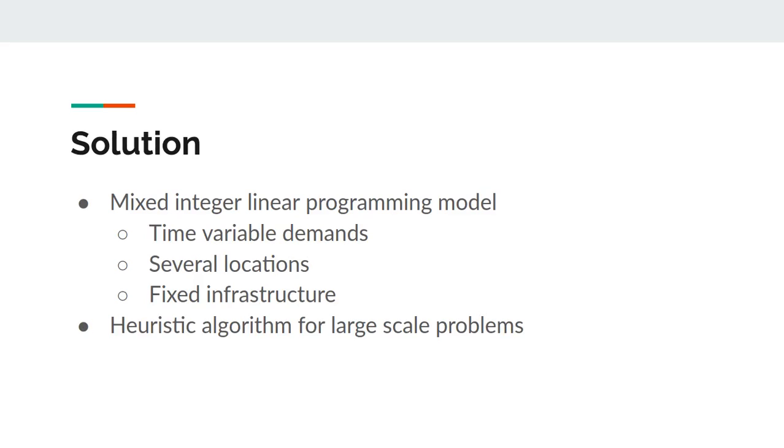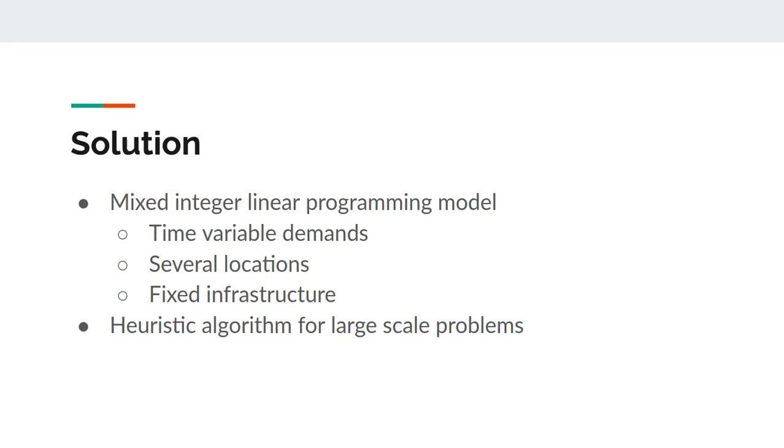Given that this problem is an optimization problem, we modeled it using linear programming. And to make it realistic, we modeled the time variable demands considering several locations with different demands. But although the end users are mobile, usually this infrastructure is fixed. So once we deploy it, we cannot change. And that's why it's very important to decide on this location properly.